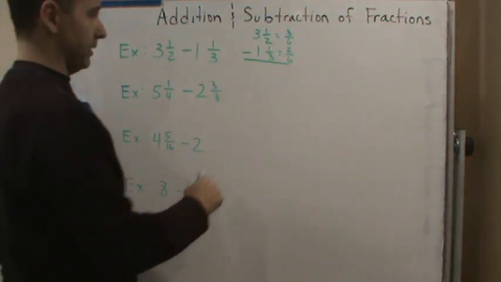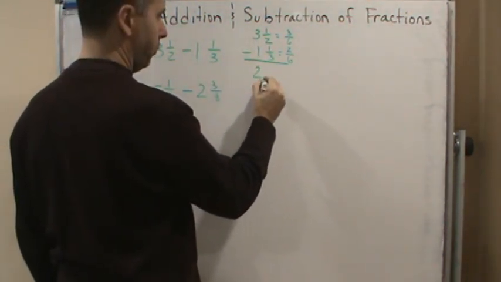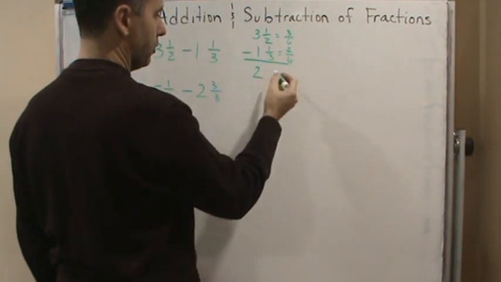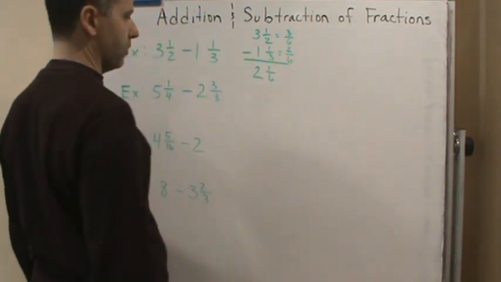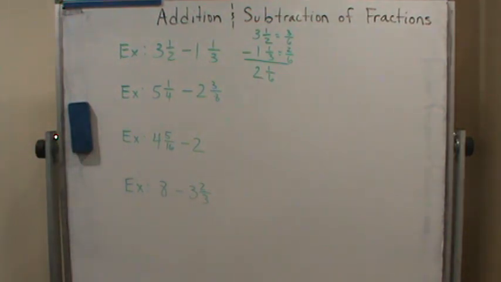Now I'm going to subtract. So 3 minus 1 is 2, and 3 minus 2 is 1. So I get 1/6. So I get 2 1/6. And that's the answer. Okay. Now what about this one?